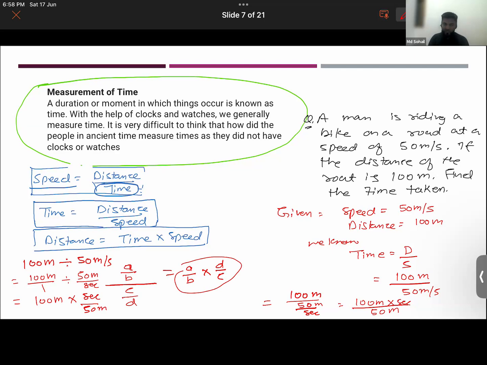If you have any confusion, I can explain this again. No, sir. Okay, very good. So meter gets cancelled. It is 2. So it is from here 2 seconds. So that is the required answer.